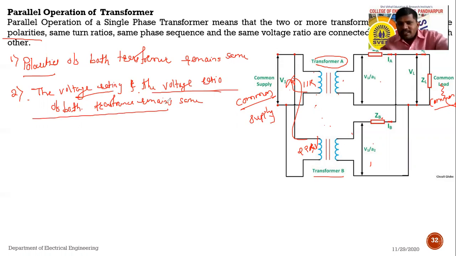Again, this voltage rating and KVA ratio condition is not strictly necessary, but if this condition is there, then it is easy to operate two transformers in parallel. We can operate unequal KVA rating transformers in parallel also. That means different KVA rating transformers can be put in parallel operation. Okay, so this is not a necessary condition.